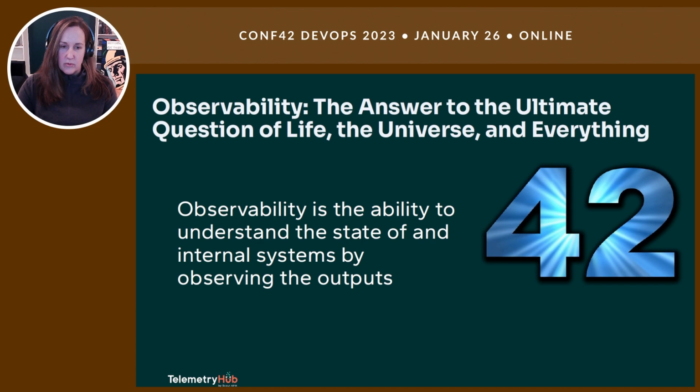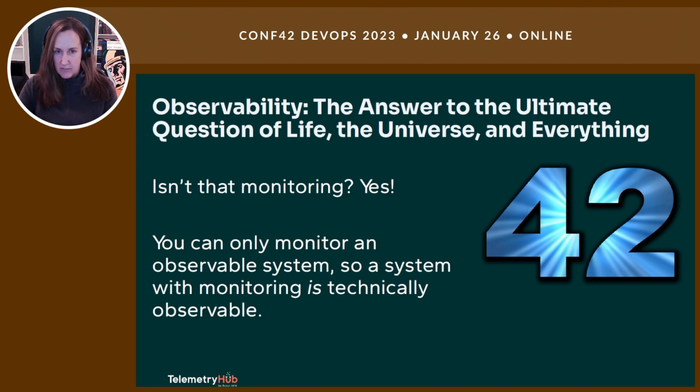Observability is really the ability to understand the state of internal systems by observing the outputs. The idea is that you can collect information that will tell you what's happening within your systems. It sounds just like monitoring, and that's because it is. Monitoring is an aspect of observability, and if it is everything that you need to be able to answer the questions about your systems, then you have an observable system. Terms get a little bit muddled, and we'll dig into some of that.